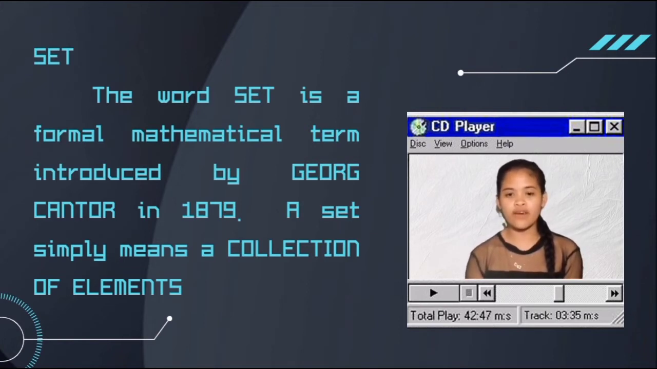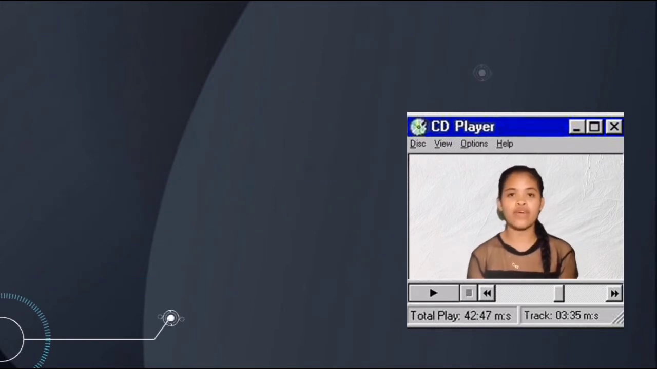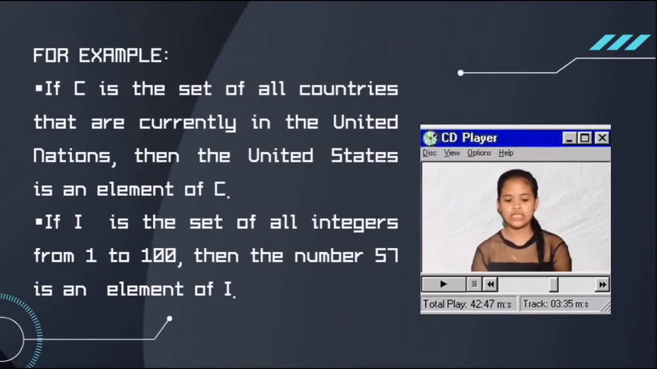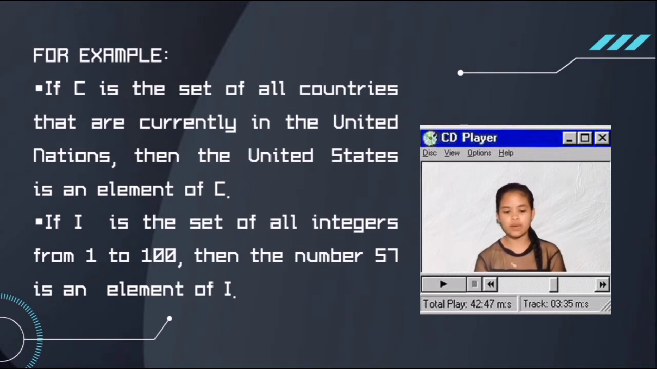The word set is a formal mathematical term introduced by George Cantor. A set simply means a collection of elements. For example, if C is the set of all countries that are currently in the United Nations, then United States is an element of C because United States is currently part of the United Nations. And if I is a set of all integers from 1 to 100, then 57 is an element of I.